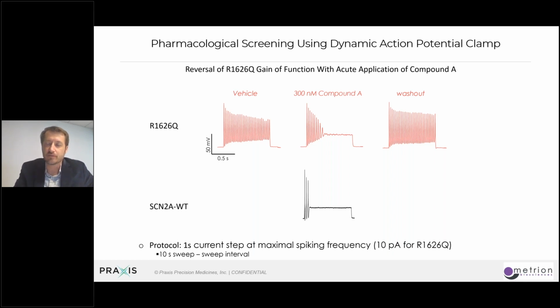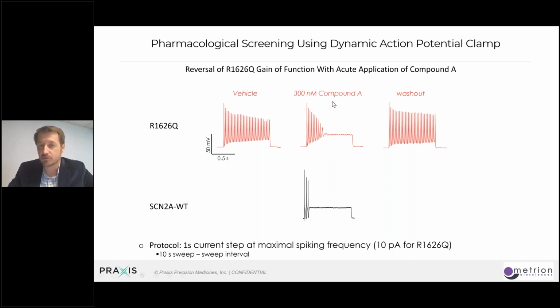Another attribute of the dynamic action potential clamp, which is quite valuable and we are working to implement, is the recognition that this is on a manual patch clamp rig. So in this rig, you have accurate and fine control over temperature, over perfusion. You can do pharmacology, long-term pharmacology, wash in, wash out. What you're seeing here is the same variant, R1626Q, in a separate set of experiments. In vehicle treatment, you can see these upward spikes. This is the excitability of that computational model being driven by the empirically recorded sodium current.